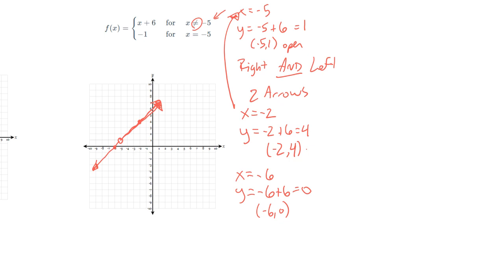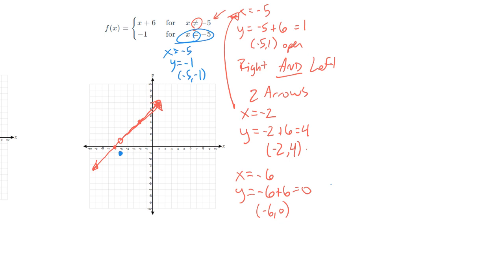Then we go to the next thing, right? It says, what about when x equals -5? y is equal to -1. So that's a point, (-5, -1). There is an actual point there. So I'm going to plot a point. And then that's it. I'm done. There's nothing else to do.